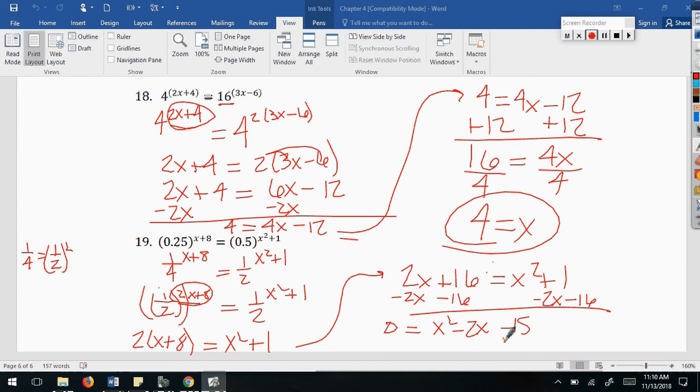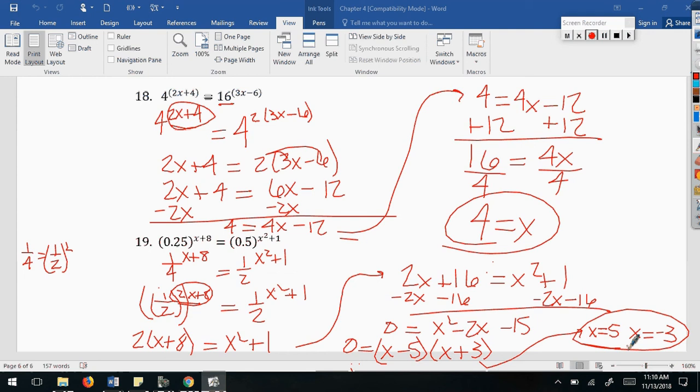This is a factor and solve, so you don't have to use the quadratic formula. x minus 5, x plus 3. If I set both of those to 0, then I have x equals 5. Someone's trying to catch up with me. And x equals negative 3 are my two solutions here.